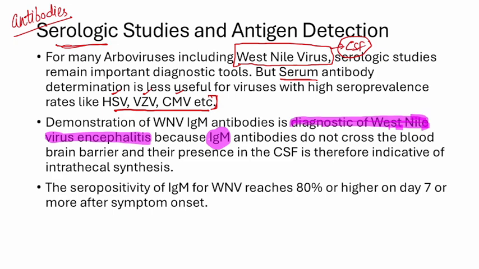So that is diagnostic. You do not need any further investigation for that. That is already diagnostic of West Nile virus encephalitis. So this is the importance of serology study in West Nile virus, right? The sensitivity is 80% or even more, but you have to do this after day 7 of symptom onset, right? When to do it? 7 days later. If you do it 7 days after symptom onset, you will get good results.